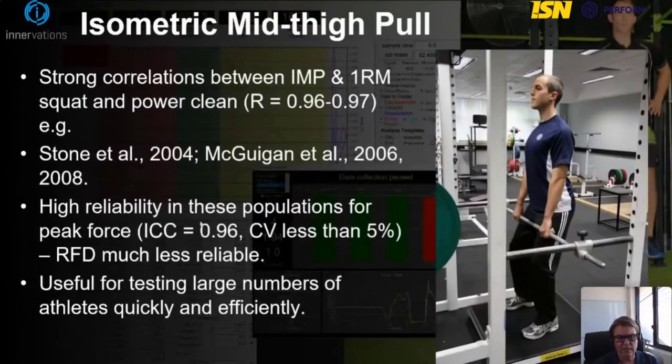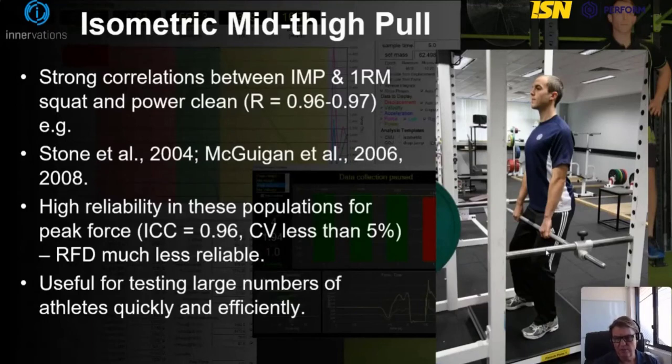It has high reliability in a whole range of populations. For peak force, about 0.96, and the CV, coefficient of variation, is less than 5%. So it's a very, very reliable measure. And again, we've tested tens of thousands of athletes in the isometric mid-thigh pull on a force platform, right through from junior gymnasts to weightlifters, powerlifters, and again we find that it's relatively safe.